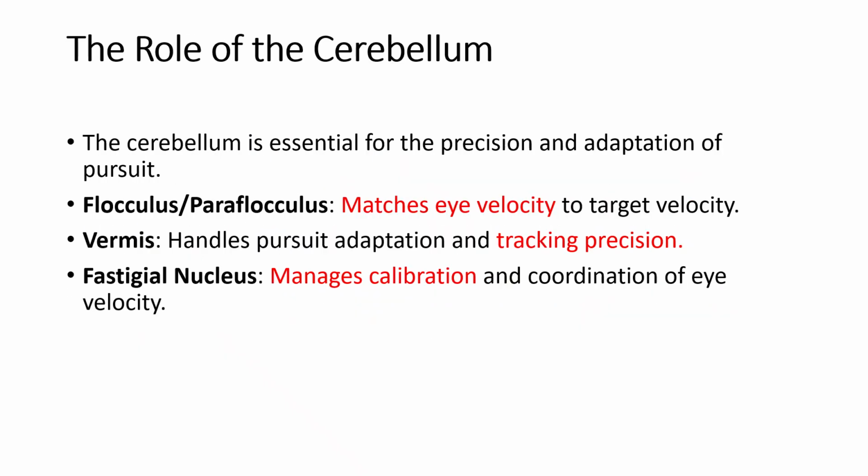Role of the cerebellum. The cerebellum is essential for precision and adaptation of pursuit. Flocculus and paraflocculus help in matching the eye velocity to the target velocity. Vermis handles the pursuit adaptation and tracking precision. Fastigial nucleus manages calibration and coordination of eye velocity.